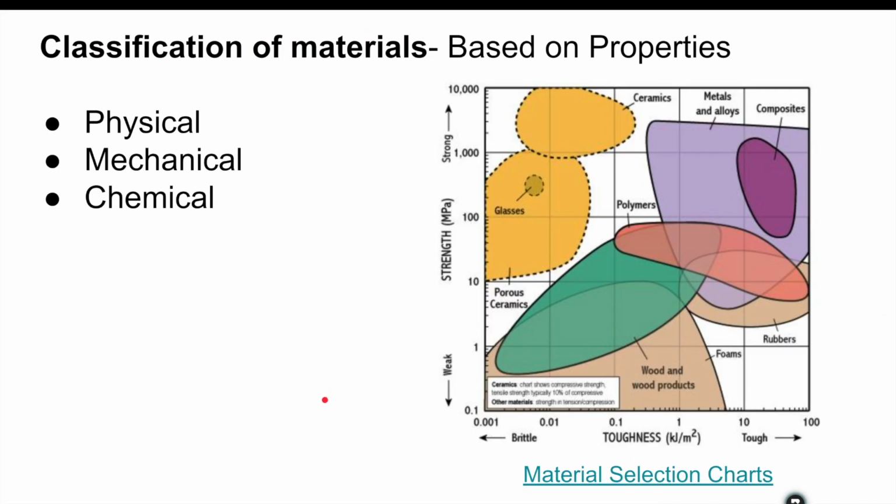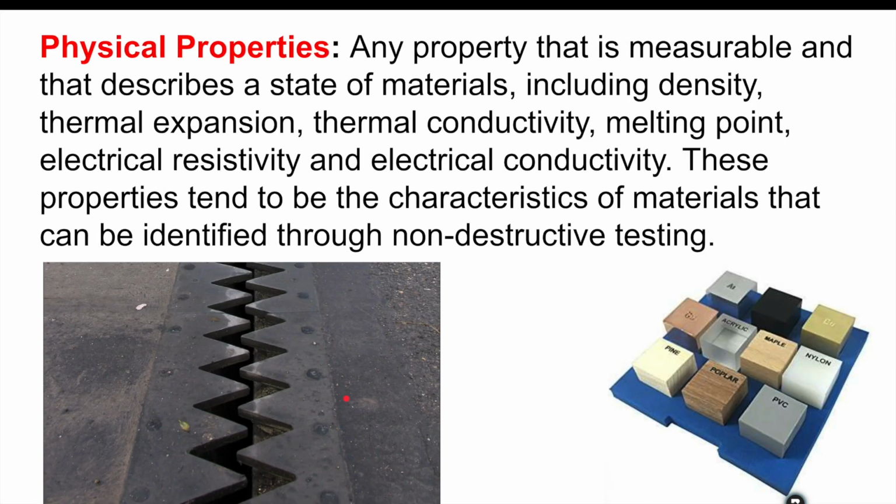We can also classify materials based on their properties. So we would be looking at their physical, mechanical, and chemical properties. This is a material selection chart, and it's a good way for you to select different materials. There's a link here that will take you to a whole bunch of these charts, and I will include this link in the description.